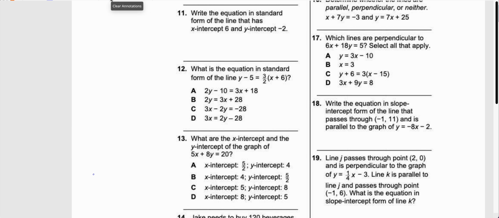Number 12, what is the equation in standard form of the line? y minus 5 equals 3/2 times x plus 6. What form is that equation in?